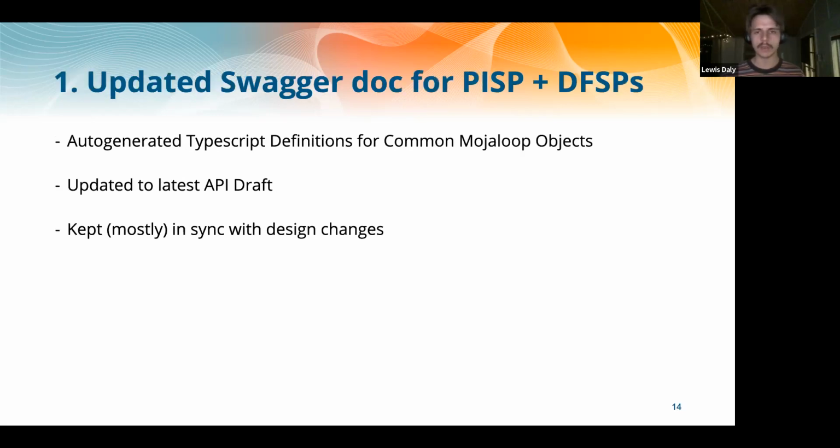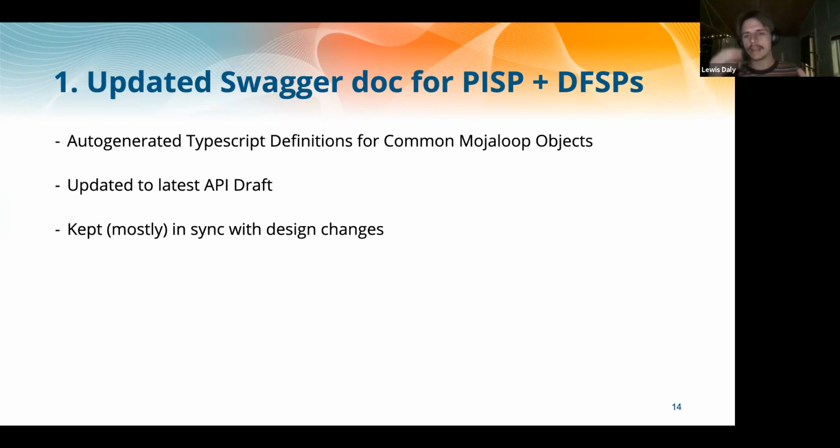So how did we go? I think we did pretty well on some of these, and others slipped a little bit. We managed to auto-generate TypeScript definitions for common Moduloop objects, which was included in this first objective but was also a bit of a side thing. That's going to speed up development in the future.